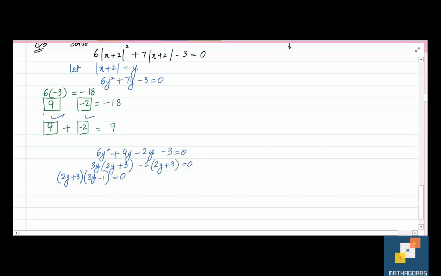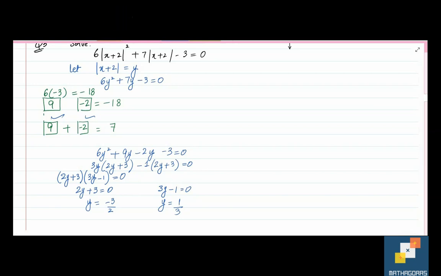Now you need to equate both the values to find the value of y. So 2y plus 3 is equals to 0 and 3y minus 1 is equals to 0. So here y is equals to minus 3 divided by 2, and here y is equals to 1 divided by 3. Now if you think that this is the answer, it's not, because we need to find the value of x.